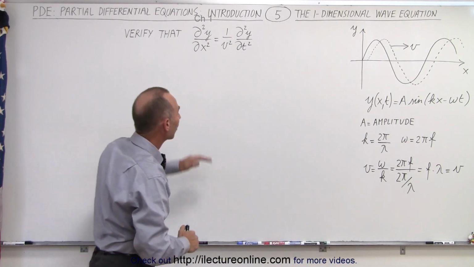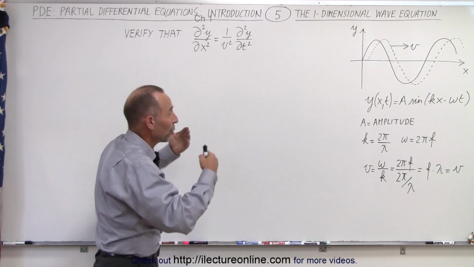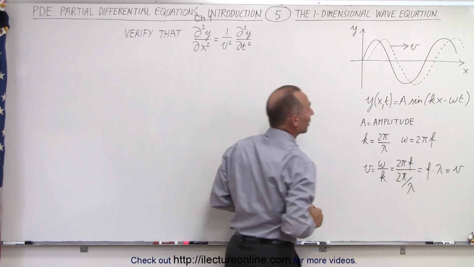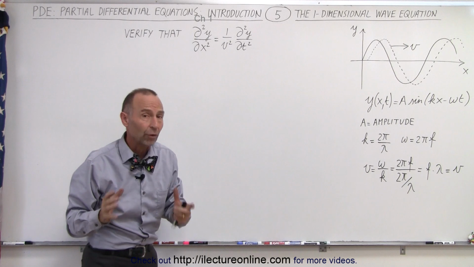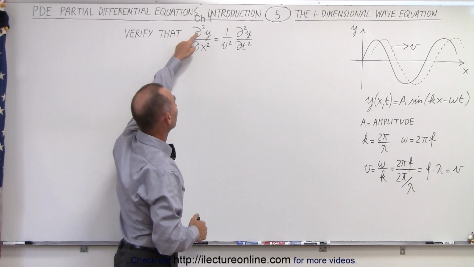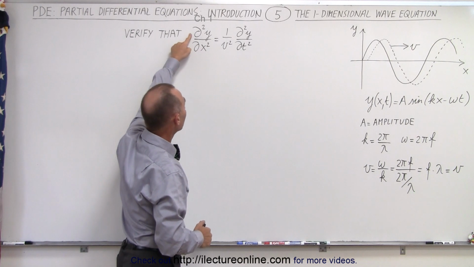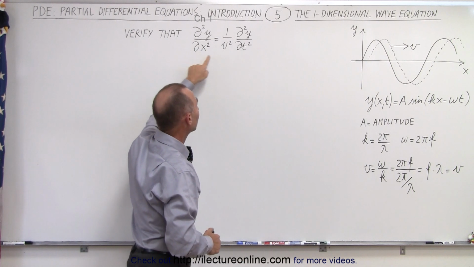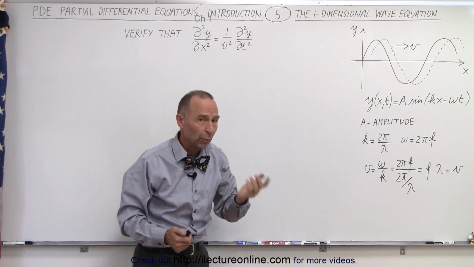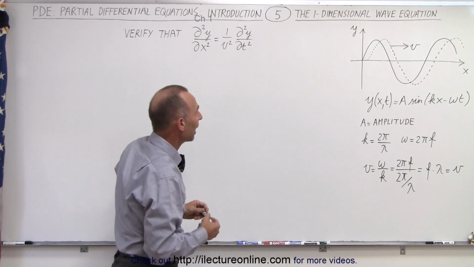So here we have the partial differential equation, which is supposed to represent this particular function. We're going to try to show that now. What we need to do is take first the partial derivative of y with respect to x, then the second partial derivative, and do it again with respect to t, then the second derivative with respect to t, and see what happens.